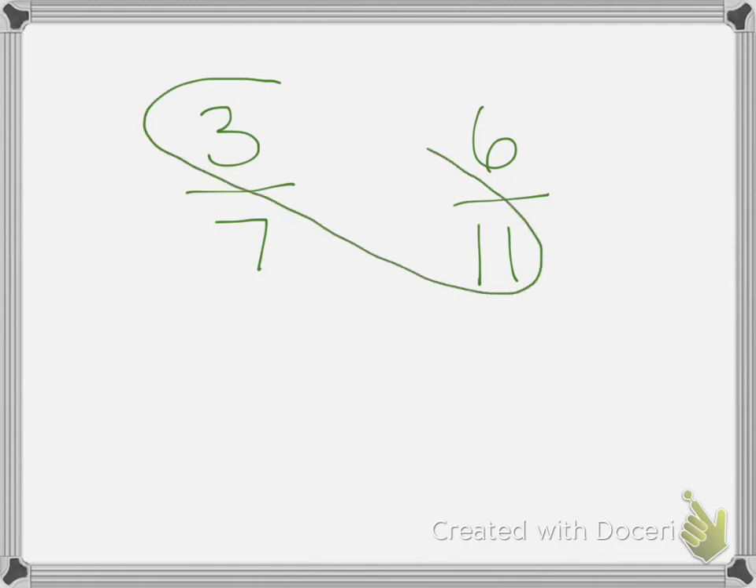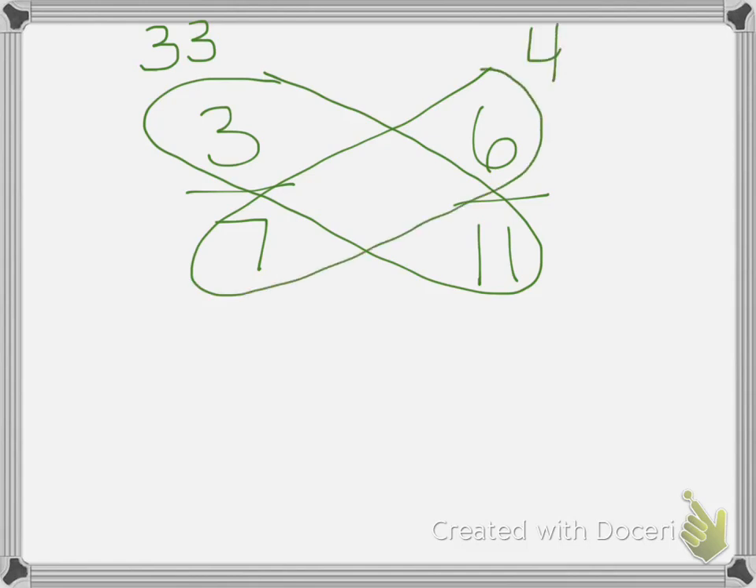All right, our last problem we're going to try here. 3/7 compared to 6/11. Pause the video, try it yourself, and then see if you get it right. So, using cross products, 3 times 11 is 33. 6 times 7 is 42. 42 is bigger than 33. It's larger, so therefore 6/11 is larger.